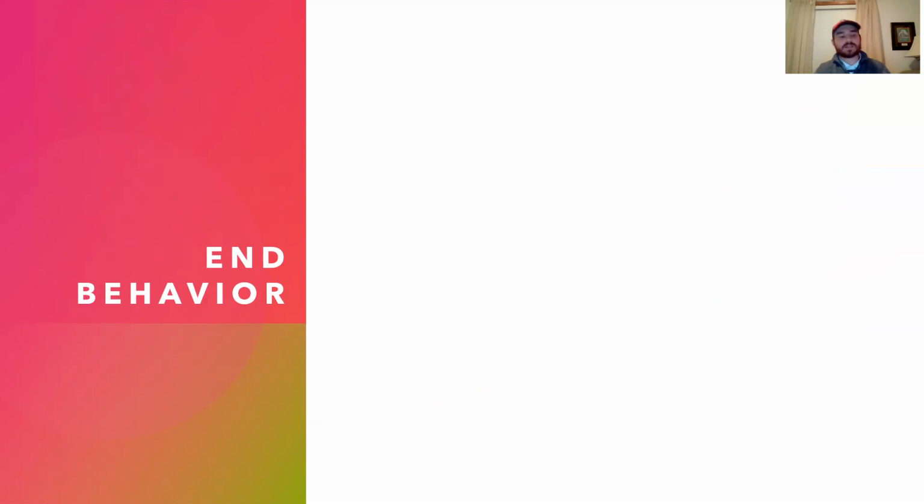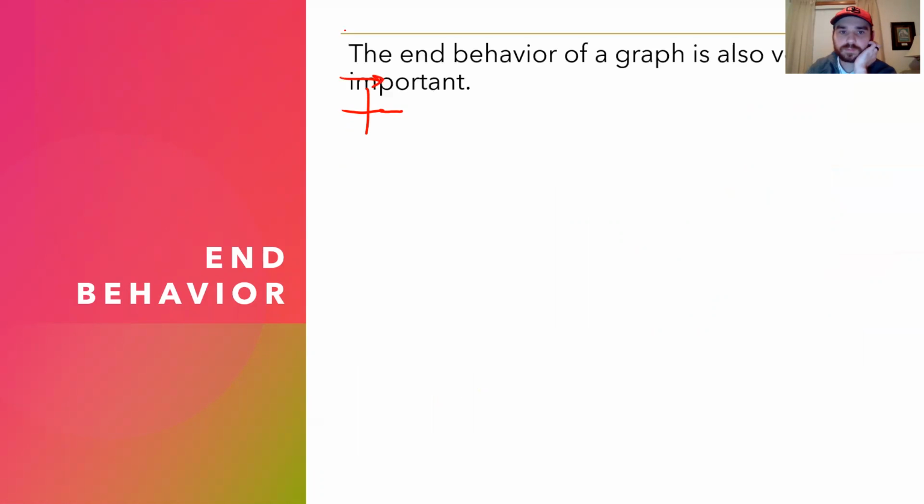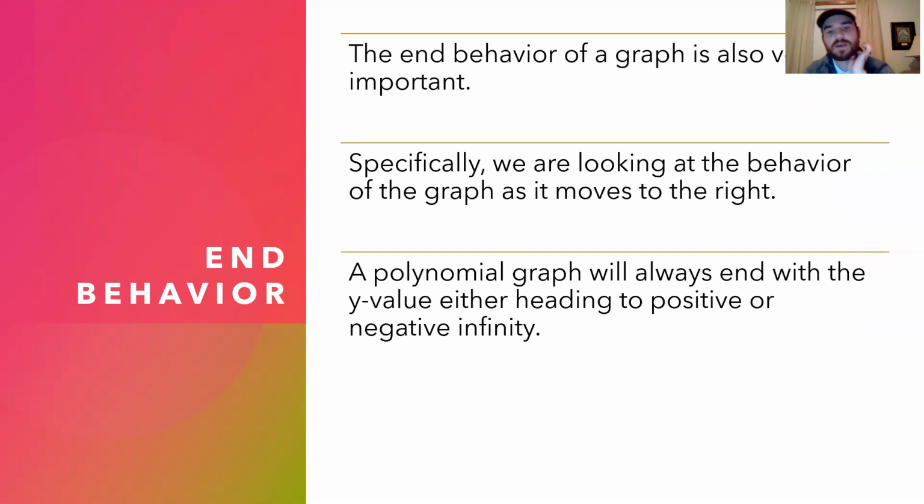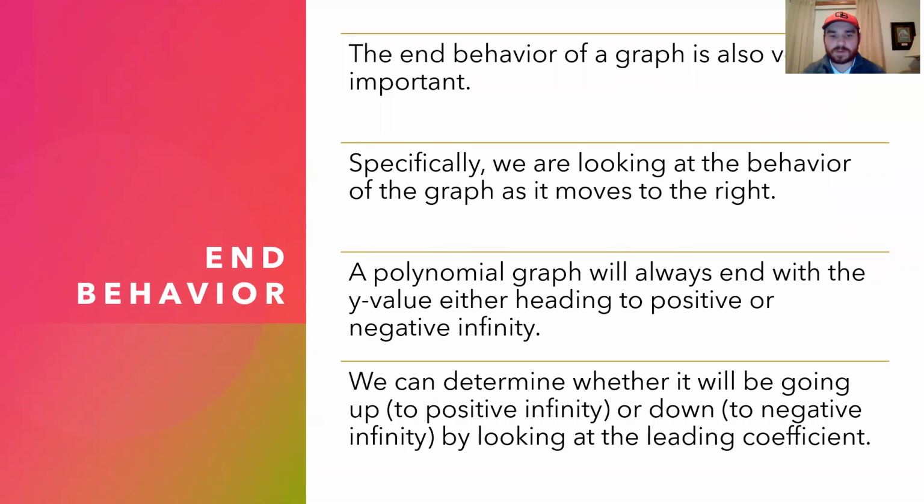So the last thing we want to talk about today is end behavior of a graph. Specifically, when we're talking about end behavior, we're talking about what happens to the line as the graph goes this way. So the end behavior of a graph is also very important. Specifically, we're looking at the behavior of the graph as it moves to the right. I just said that. A polynomial graph will always end with the y value either heading to positive or negative infinity. And we can determine whether it's going to be going up or down by looking at the leading coefficient.